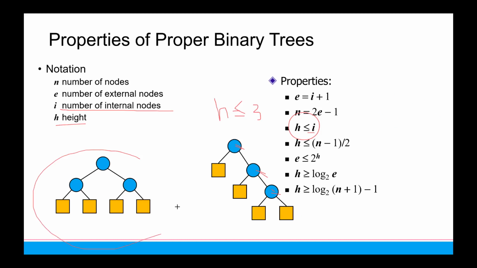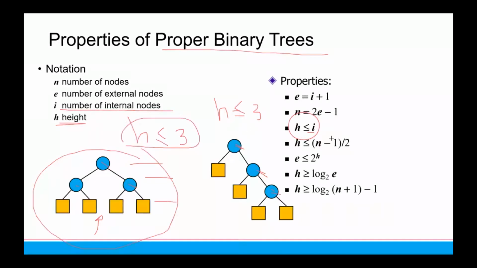Okay, let's see this one. Is it also the same with the proper binary trees? Yes, this is also a proper binary tree. Now, if you see the height, what is the height? We have height 2. But we know that there are 3 internal nodes. Then this property is still valid because h is less than or equal to 3. In this case, h is 2. Yes, 2 is still less than or equal to 3.